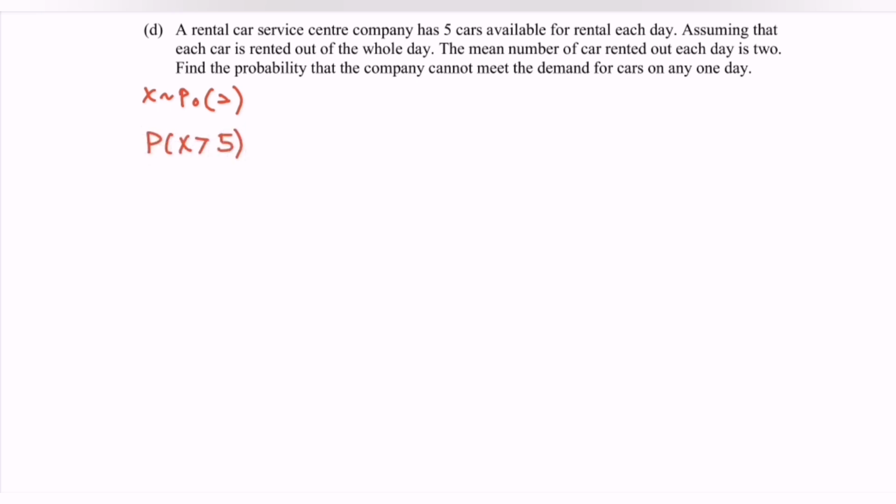Based on the situation, it is a discrete variable, so what we have to do is to modify. So X is greater than or equal to 6. Next, by referring to the statistical table for the Poisson probability, X greater than or equal to 6 for the mean 2. The answer is 0.0166.